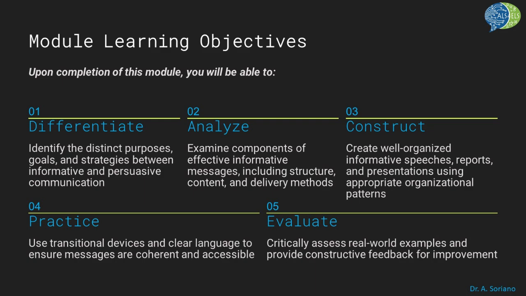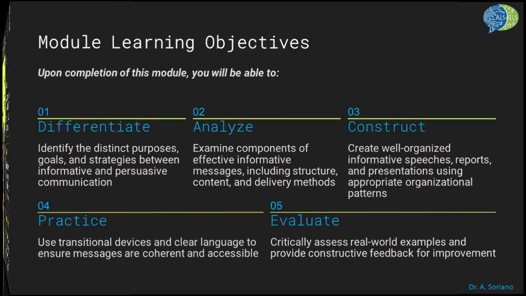Fourth, you will practice. This involves using transitional devices and clear language to make sure your messages are coherent and easy for your audience to follow. And finally, you will learn to evaluate. We'll look at real-world examples, and you will learn to critically assess them and provide constructive feedback for improvement. By the end of this module, you should feel confident in all 5 of these areas.